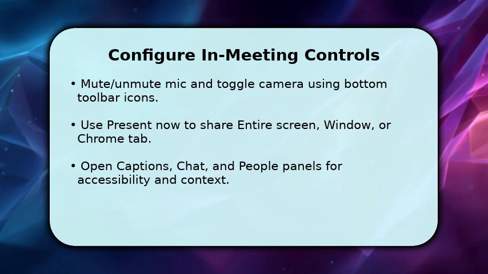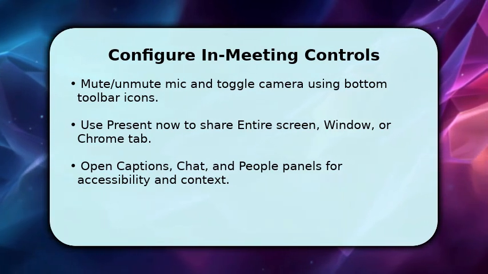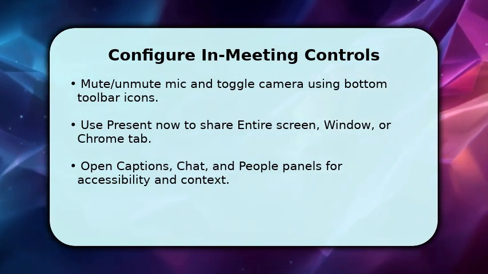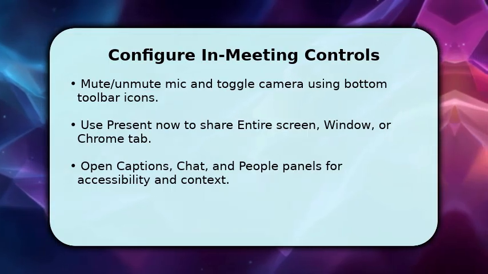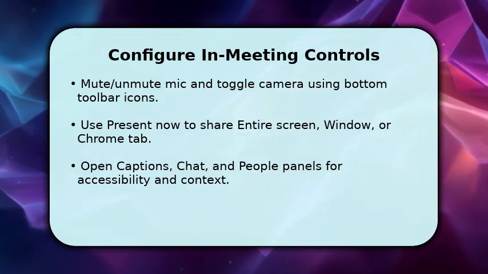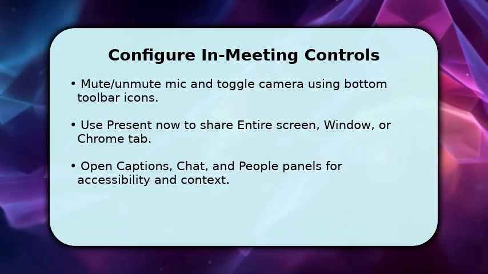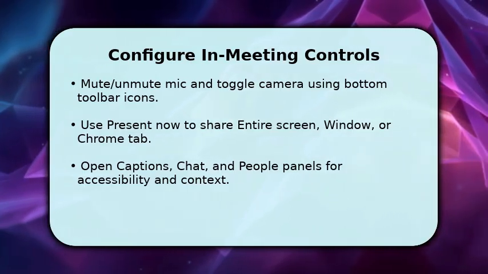Once in the meeting, use the bottom toolbar to mute or unmute and to toggle your camera. Shortcuts keep interruptions low. Present Now lets you share your entire screen, a specific window, or a Chrome tab. Choose a Chrome tab for optimized audio sharing.